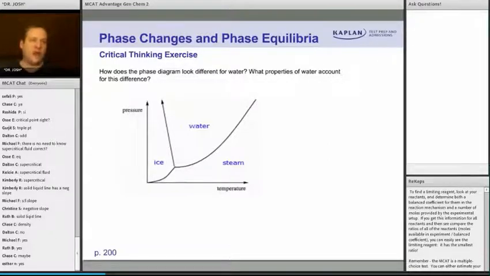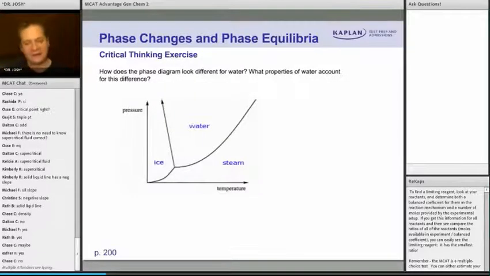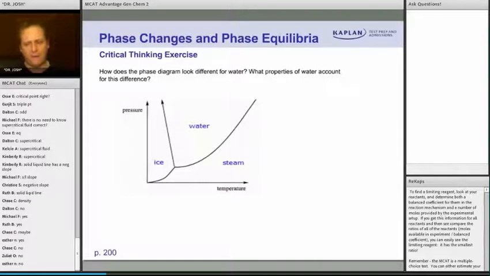Now, is water the only molecule on Earth with a negative slope between the ice and water interface? No. It's just the only one we have to know of. Like bismuth, which makes up Pepto-Bismol and keeps your stomach from destroying itself, right? Bismuth also has this, but the MCAT doesn't care that you know about bismuth. The MCAT cares that we know about water. Water's kind of a big deal. There's no surprise.